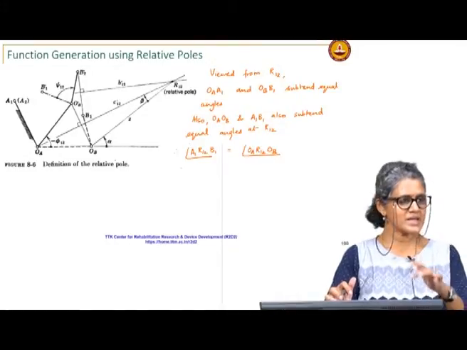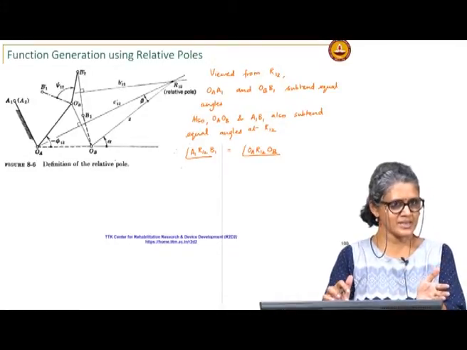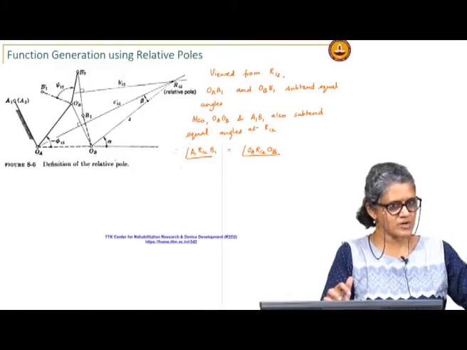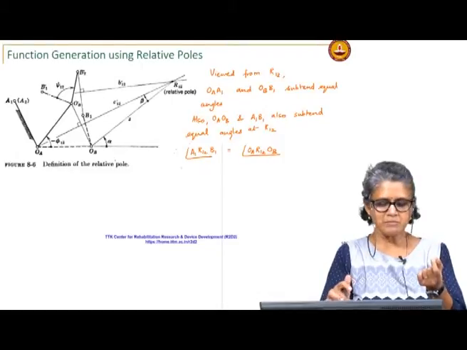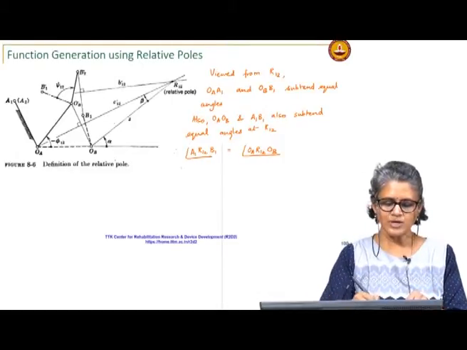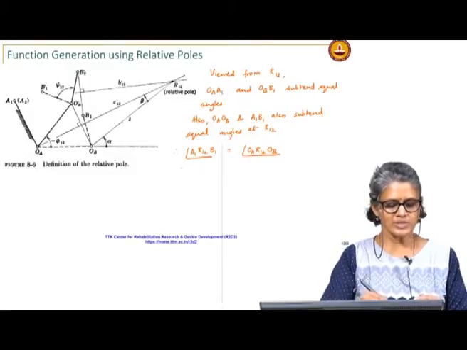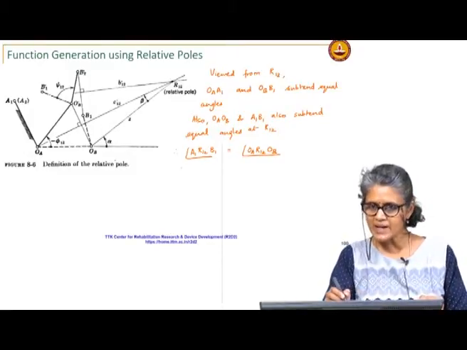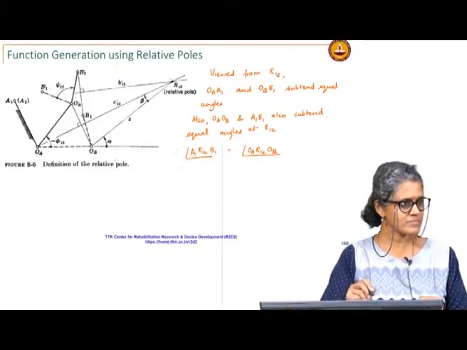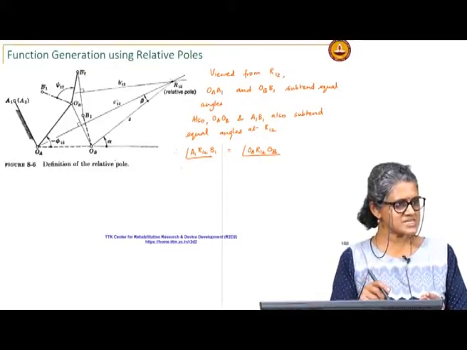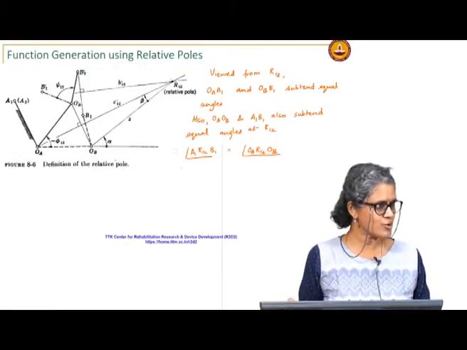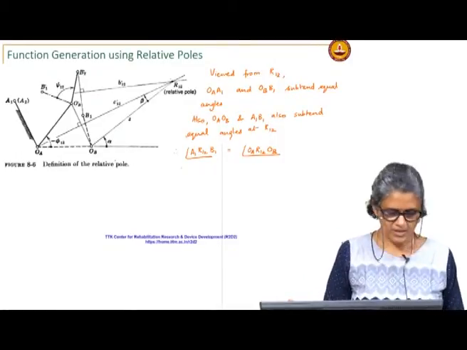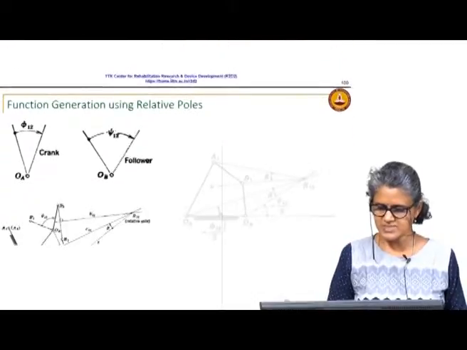I can assume some A1 for the crank length, same as what we did for inversion. I need one and I need to find B1. And how can I find B1? If I know this angle, once I find the relative pole, I know the angle subtended by OA OB at that point. B1 should be such that A1 B1 subtends that same angle at that relative pole. So, that is how we will use it for the synthesis.